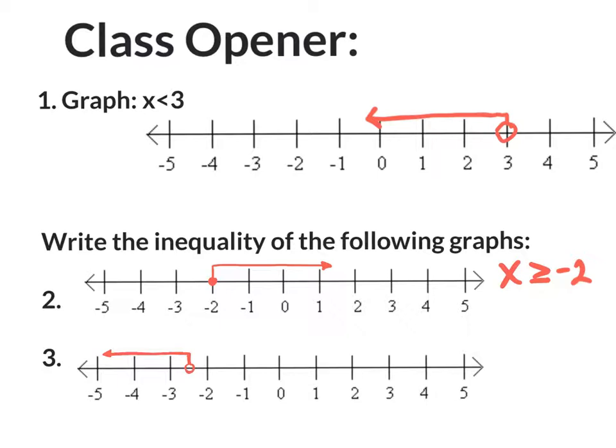Done. Moving on. How about this one right here? X is less than. Is it less than or equal to, or just less than? Just less than, right? It's not a solid dot, so you're not going to have a solid line underneath it. Less than what? -2.5. That's good. So -2.5. So that's just a little warm-up. I didn't expect you to copy it down. It's just a little warm-up for what we're about to do.